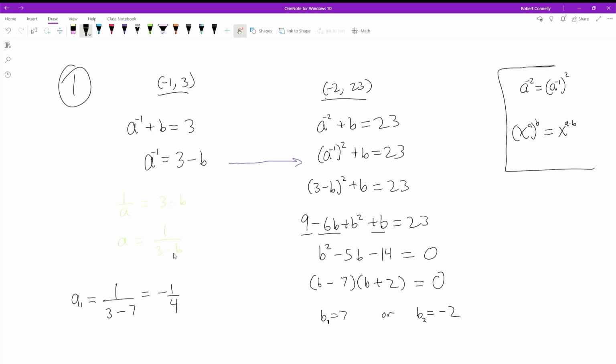All right, how about I do this step the long way? If we instead did it this way, 1 over a equals 3 minus b, multiply a across, you get 1 equals 3 minus b times a, divide by 3 minus b, you get 1 over 3 minus b equals a. Is that better for you? All right, no problem.